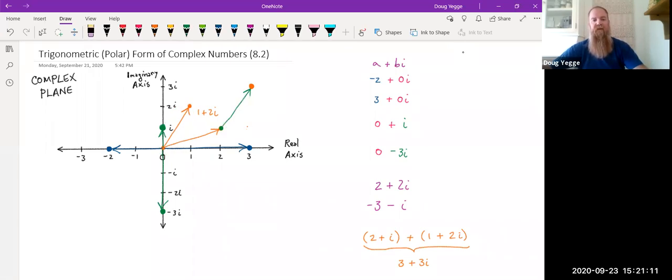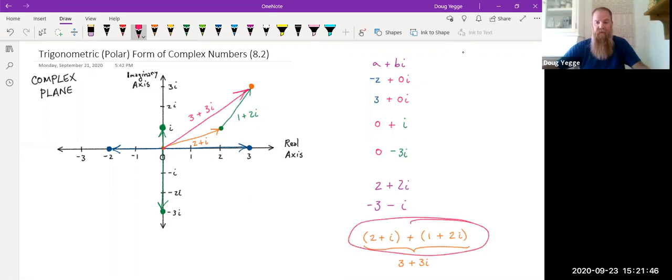So if I now take this number as being 2 plus i, and this number as being the number 1 plus 2i, it just doesn't start at the origin, but notice that it's parallel to it, then I could see that the resultant is the answer that I'm after, which is 3 plus 3i. So it appears that graphically, we can actually show the process of adding and subtracting complex numbers simply by demonstrating vectors.